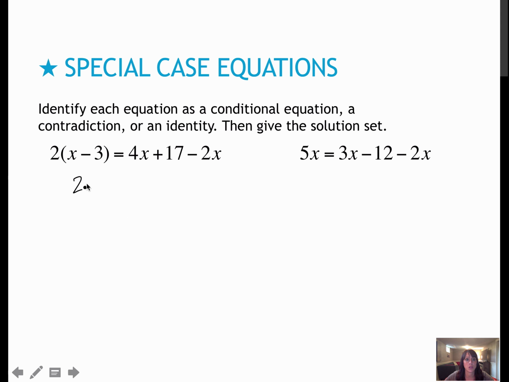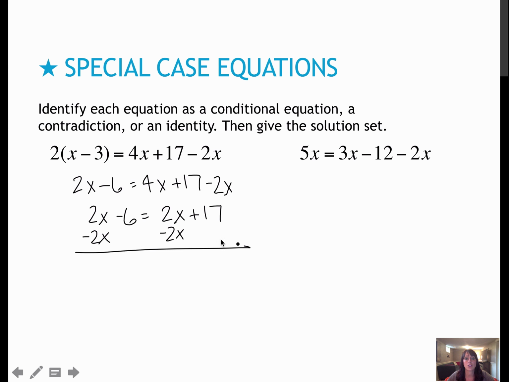For the first, I'm going to distribute. Then I'm going to combine like terms. On the left side, I can't combine anything. On the right side, I get 2x plus 17. Again, from here, if you want to just stop because we can see that these two sides are not equal, you certainly may. Otherwise, go ahead and subtract that 2x. I get -6 equals 17. This is clearly not true, so this would be considered a contradiction with the empty set as the solution set.